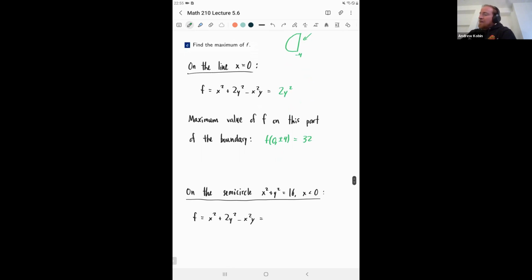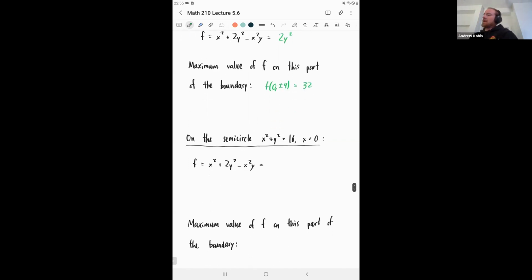Now let's look at the values on the semicircle. That's the rest of this domain, the boundary of the domain. And these are all of the points that satisfy the equality x squared plus y squared equals 16 and have x coordinate less than 0. So we've already dealt with the x equals 0 part on the vertical line. Let's deal with the semicircle next.